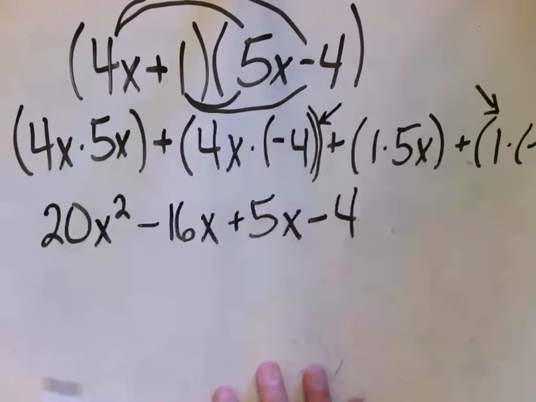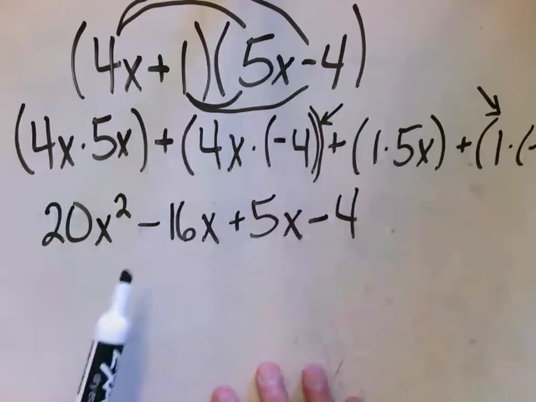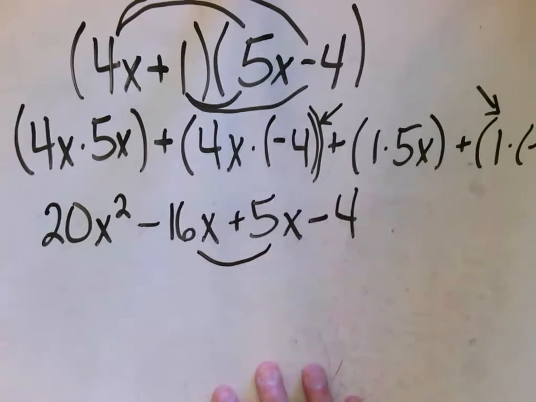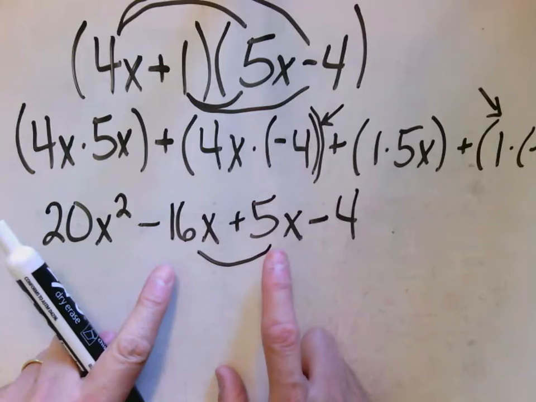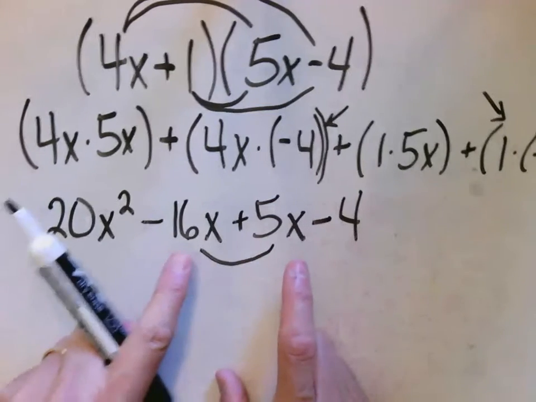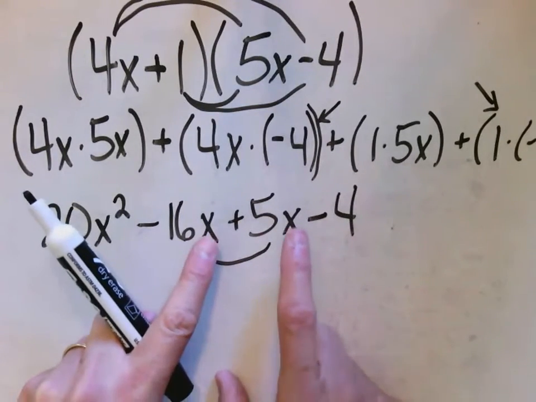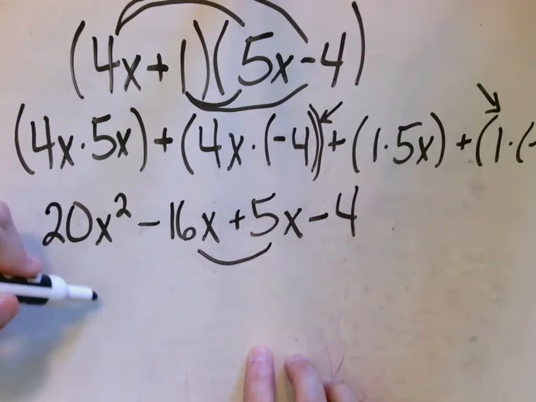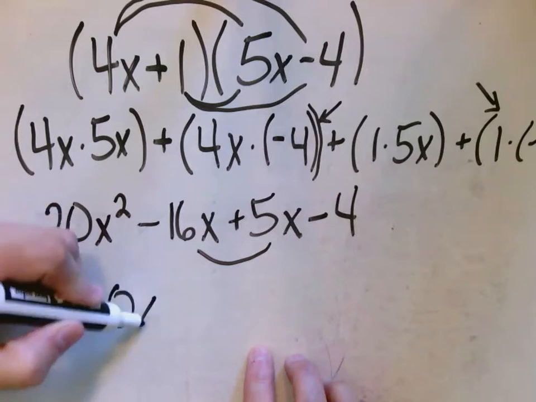So once you get that simplified, we look, and sure enough, we've got terms here that we can combine. We have a negative 16x and a positive 5x. We're going to be able to combine that. They have the same variable and the same exponent, so they're like terms. So we've got 20x squared. That doesn't combine with anything, so we're going to leave it.